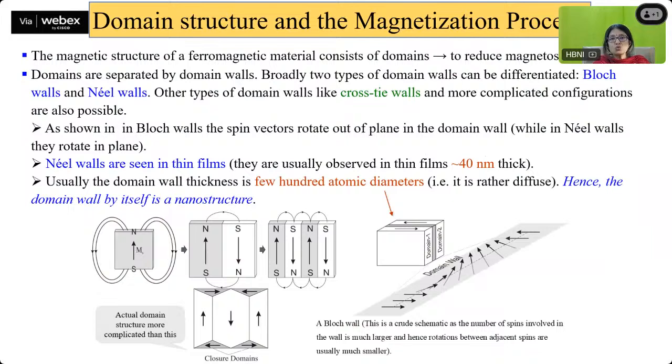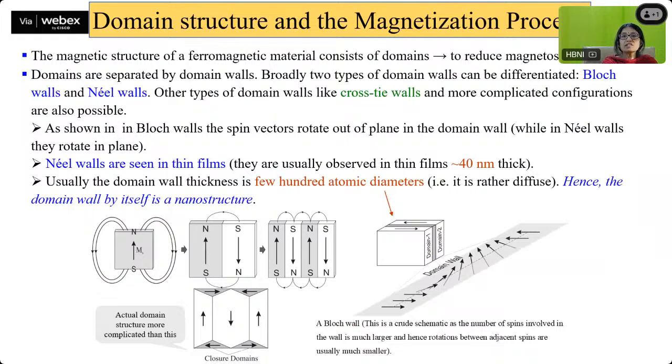So broadly, there are two different kinds of domain walls. One is the Bloch wall and the other is the Néel wall. As shown in this particular figure, in Bloch walls the spin vectors rotate out of plane in the domain wall, while in Néel walls they rotate in plane. So Néel walls are seen in thin films. They are usually observed in thin films around 40 nanometers thick.